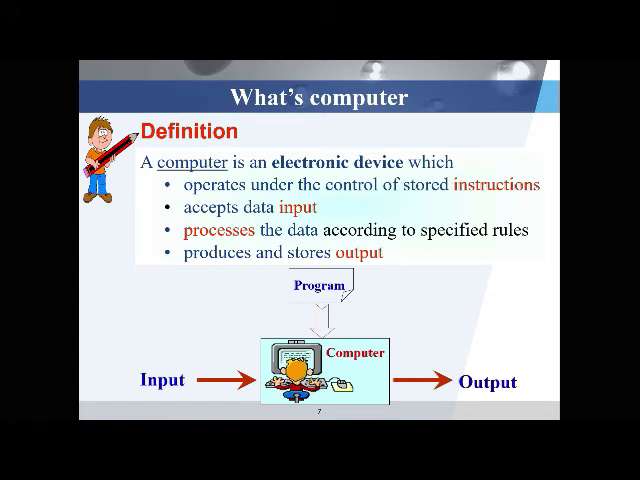You can see the image here. We have some input, and then we have a machine, an electronic device. The device will process the input, and then it will generate the output. So how does the machine process the input? It uses a program. So this is the definition of the computer.